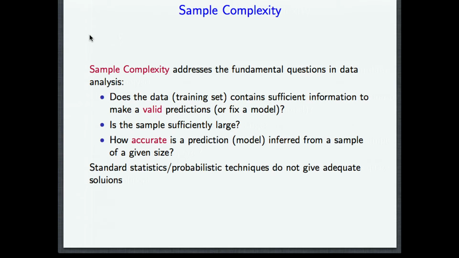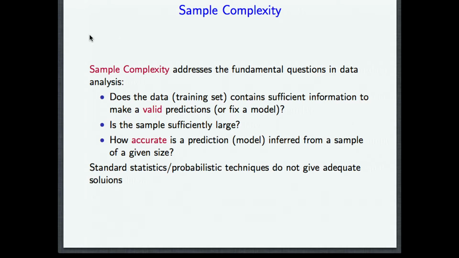Sample complexity tries to address these fundamental questions. And in fact, the three questions are equivalent, or different ways to ask the same thing. When does the data or the training set contain sufficient information to make a valid prediction or to fix a sufficiently good model? Is the sample sufficiently large, or the training set sufficiently large? We use sample and training set here interchangeably. How accurate is the prediction that I can infer from a sample of a given size? That's just another way to ask the same question.